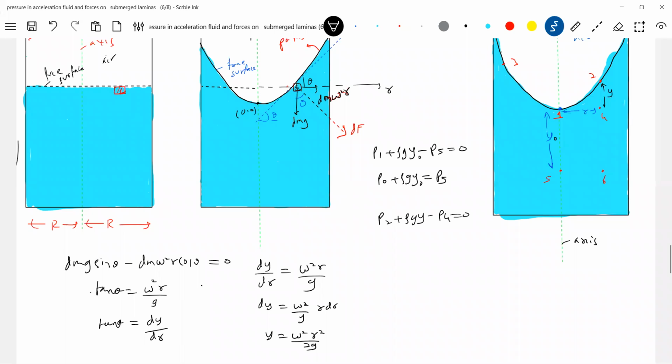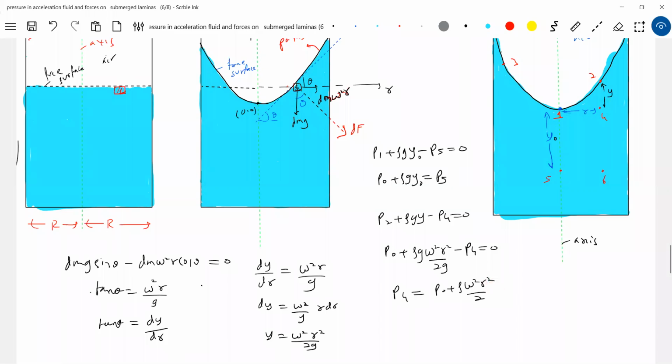What is the pressure at 2? P naught. And the point 4 is at radial distance r from the axis. So can I replace Y here using this formula? This is the expression. G will get cancelled, giving rho omega square r square by 2. Look at our pressure, it varies radially. As you move away from the axis, the pressure will increase. That's what the r square says. Now I got the pressure at 4.